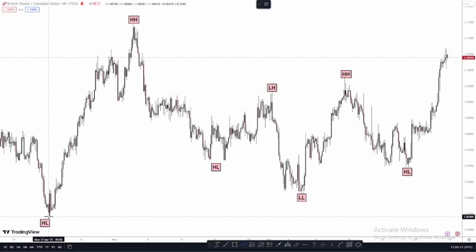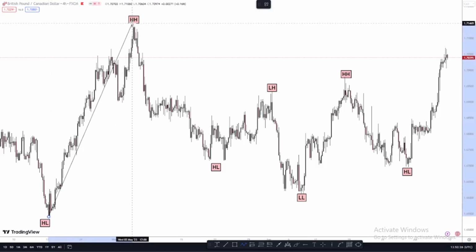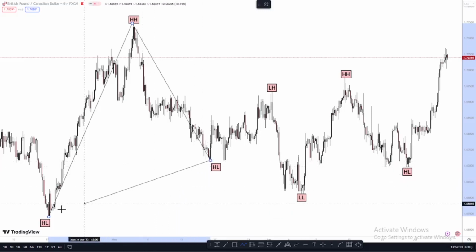Alright, so at this point, what did the price do? It created a lower high. After this lower high was created, what did it do next? It came back up to create a new higher high. After this higher high was created, what did the price do? It came back down to create a new higher low. Why is this a higher low? Because this low is higher than its previous low.